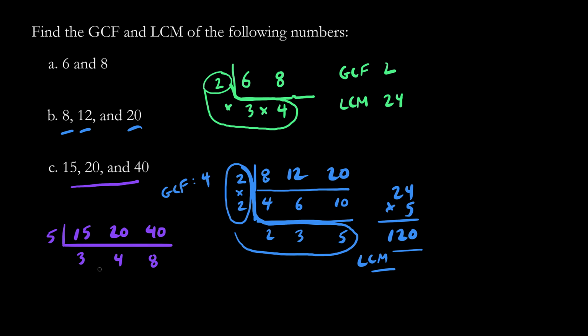So what number fits into all 3 numbers? You can't. You can't pull out 2, you can't pull out a 3. So indeed we're done in terms of the GCF. So for these 3 numbers, the GCF is simply 5. However, for the LCM, you need to keep on looking.